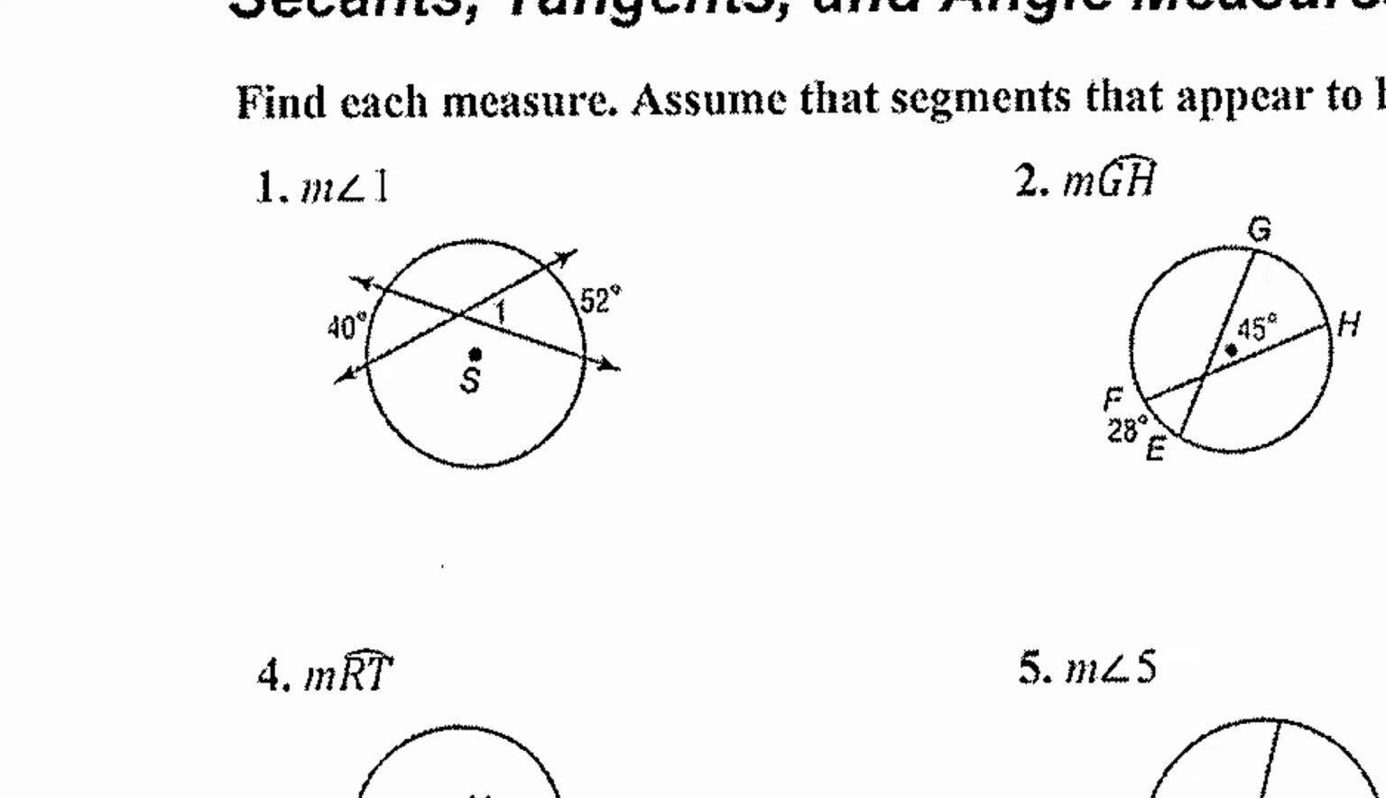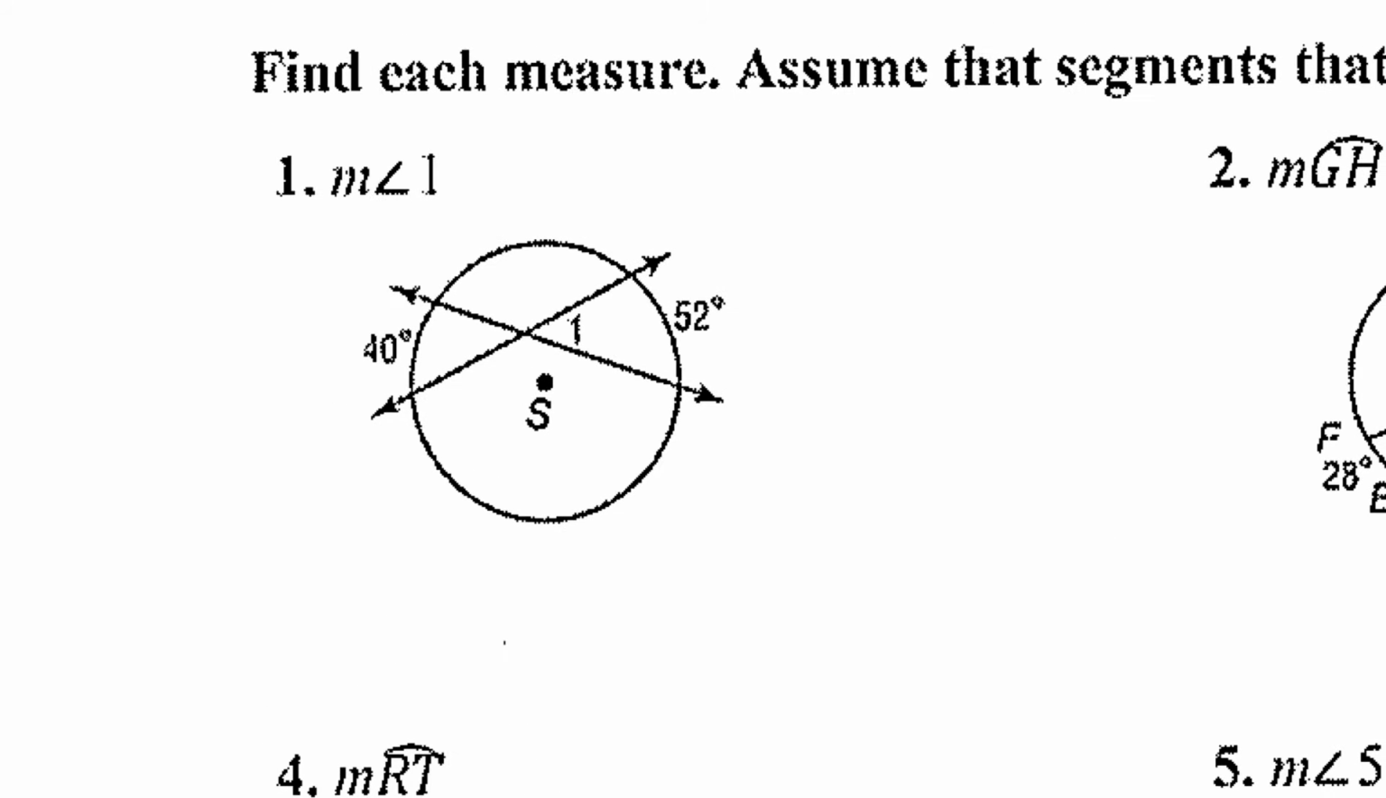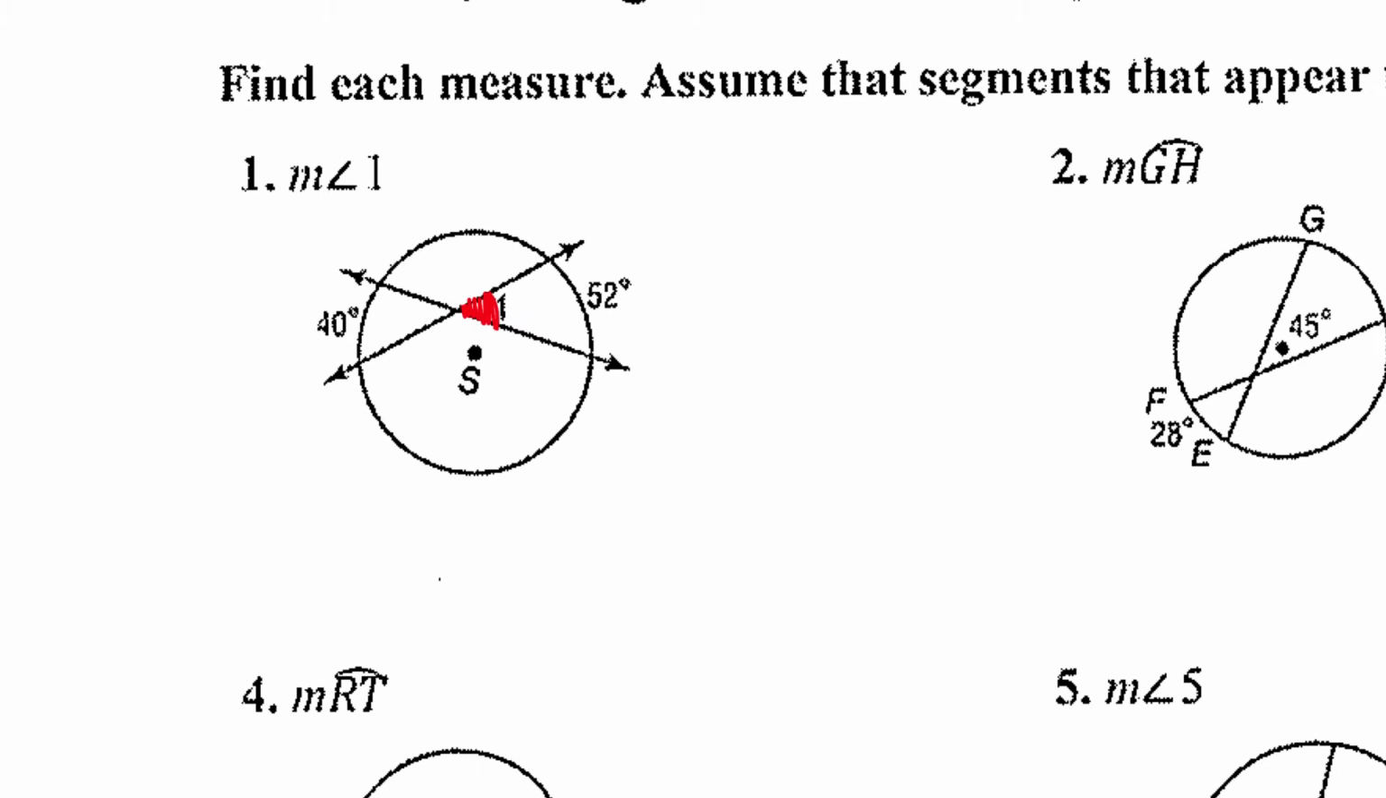Okay, so let's jump in here. So on this one, for angle 1, what do we have to do to find angle 1 there? Add 40 and 50 and divide by 2. Okay, good. So we have these two secants meeting somewhere inside the circle. You add, divide by 2. It's just the average of that, or just halfway between those. So what's halfway between 40 and 52? Or 40 plus 52 divided by 2 is what? 46. It's 46 degrees.